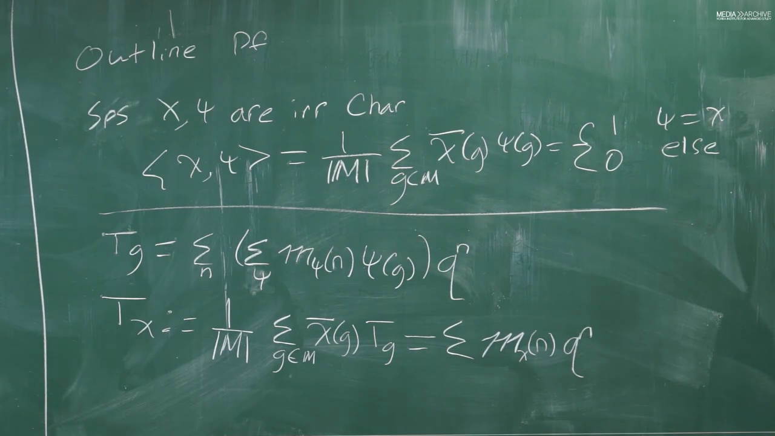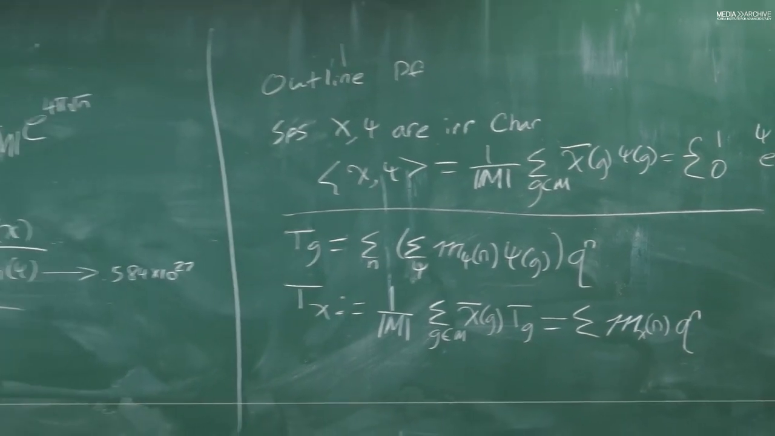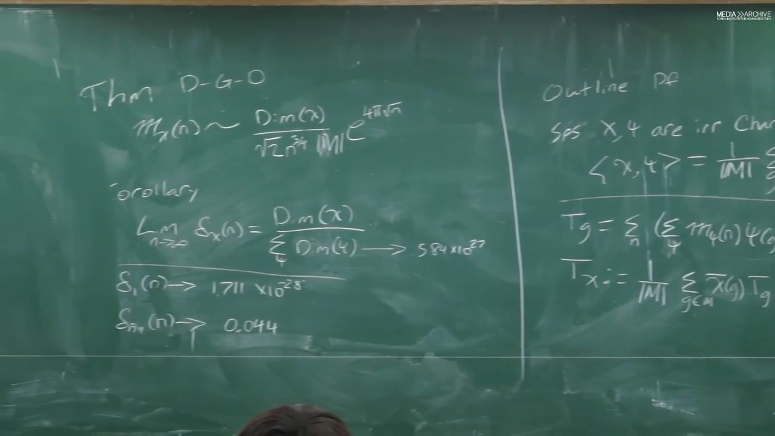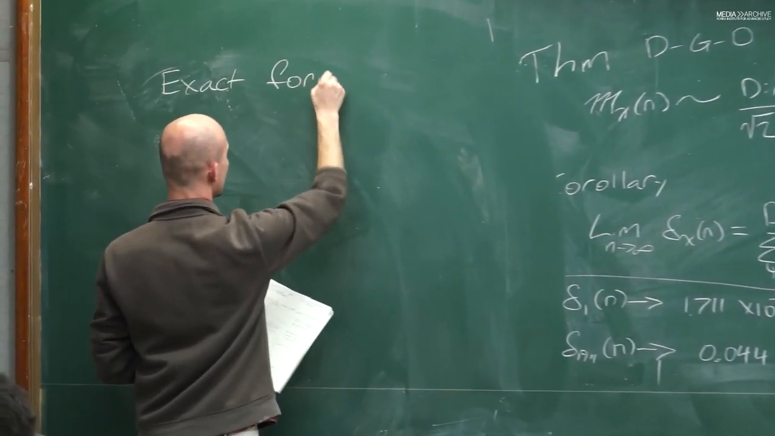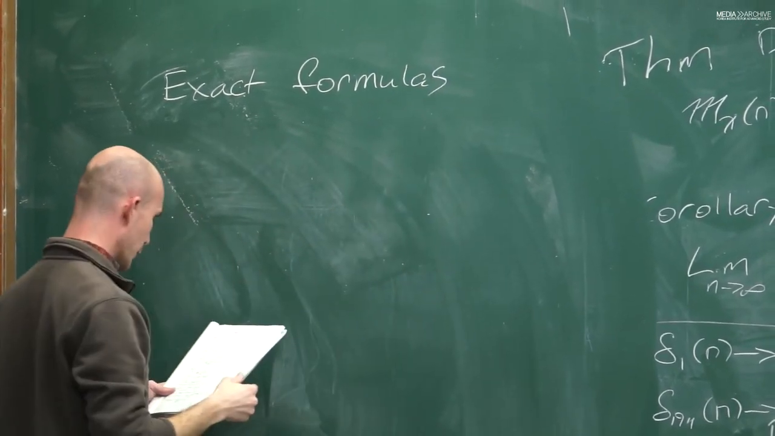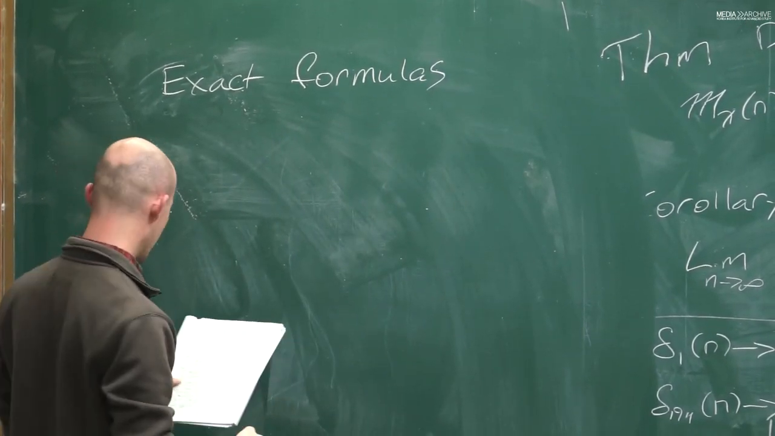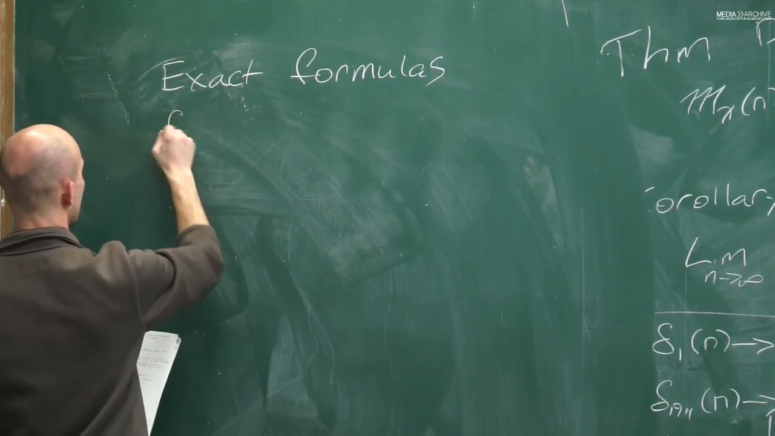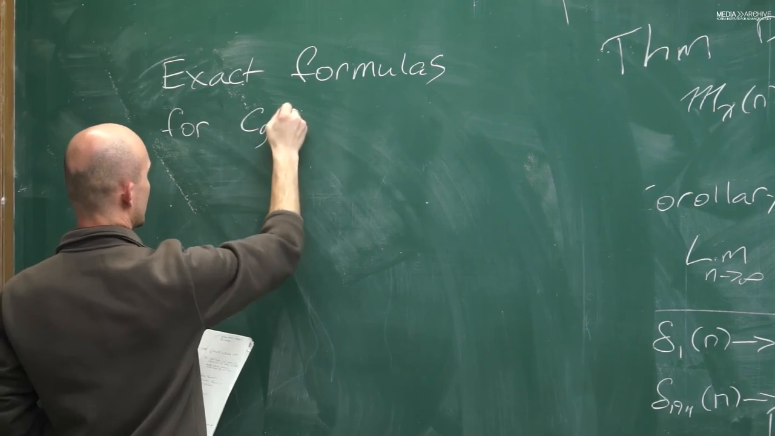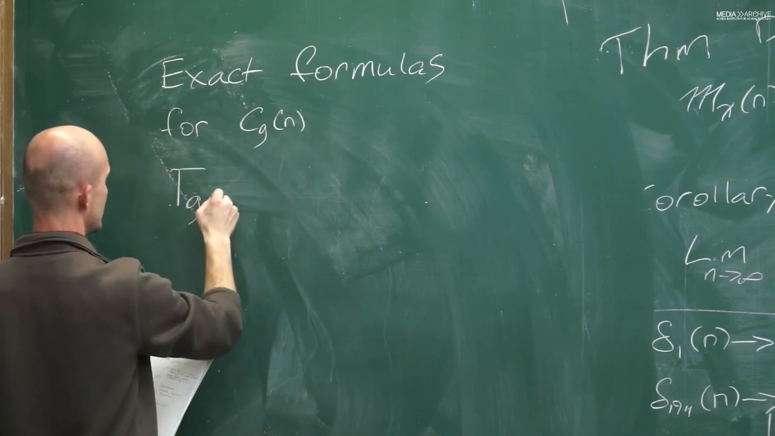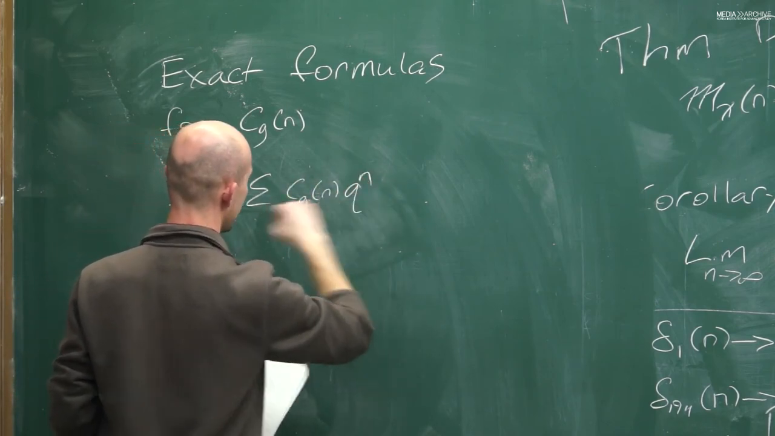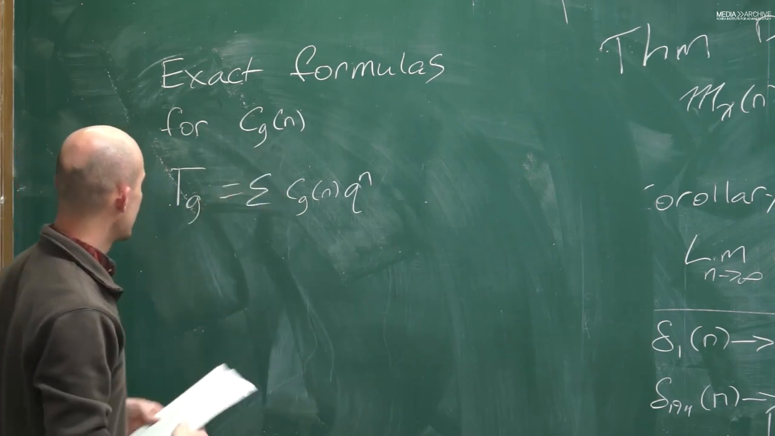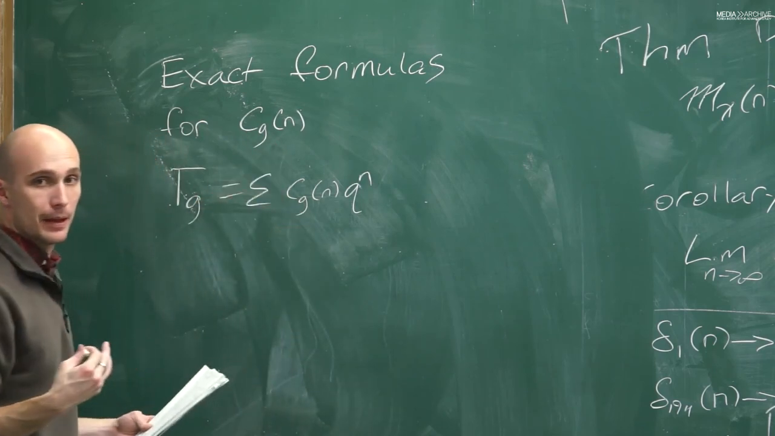The next thing that we need, and I will conclude this very quickly, is that we have exact formulas for the coefficients of the McKay-Thompson series. So let me call these C_g(n), so that T_g is equal to this summation of C_g(n) times q to the n. We have exact formulas for these, but really all I need is the asymptotic formulas.